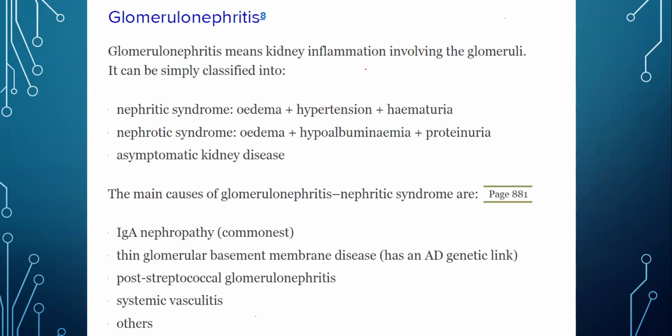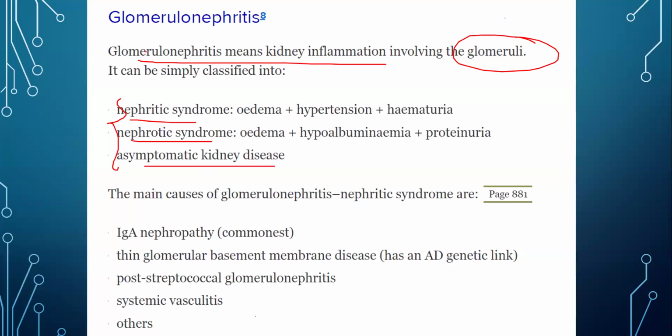Next, glomerulonephritis. So all of you have some idea about glomerulonephritis, right? Glomerulonephritis means inflammation of the kidney, most importantly, inflammation of the glomerulus. The most important glomerulonephritis are IgA nephropathy and PSGN. Okay, so first of all, there might be nephritic syndrome, it could be nephrotic syndrome, or it could be asymptomatic kidney disease. So glomerulonephritis has been divided into these three.